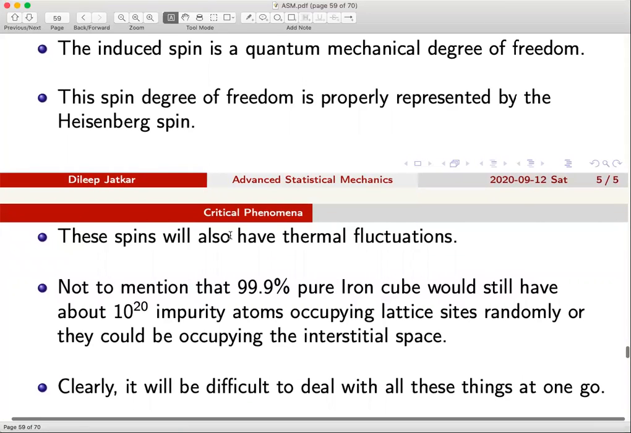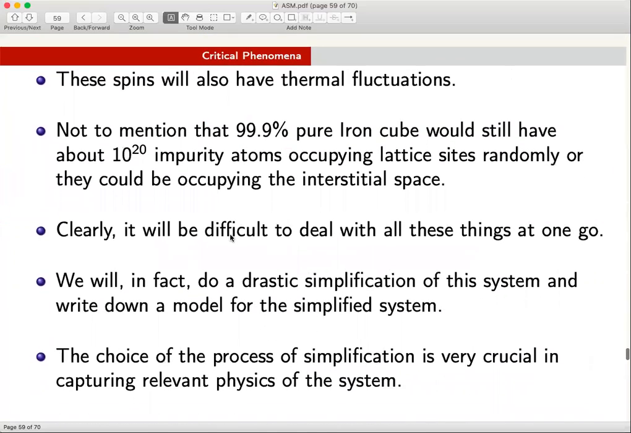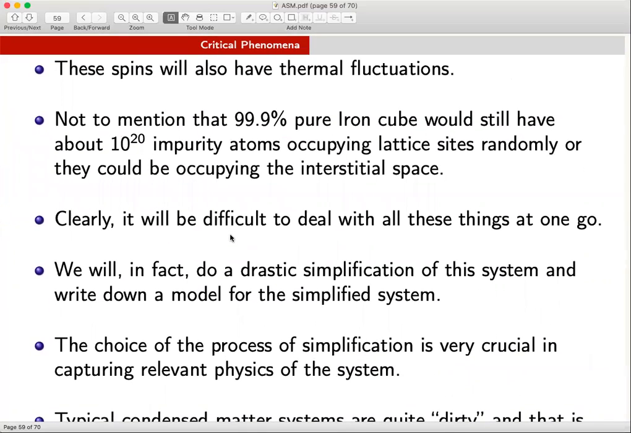They would also suffer some thermal fluctuation, because if the temperature is available, thermal energy is available, and that thermal energy would allow the spin to orient in any direction it wants. That freedom is something that one should take into account while studying the spin system. Besides that, there are other issues.